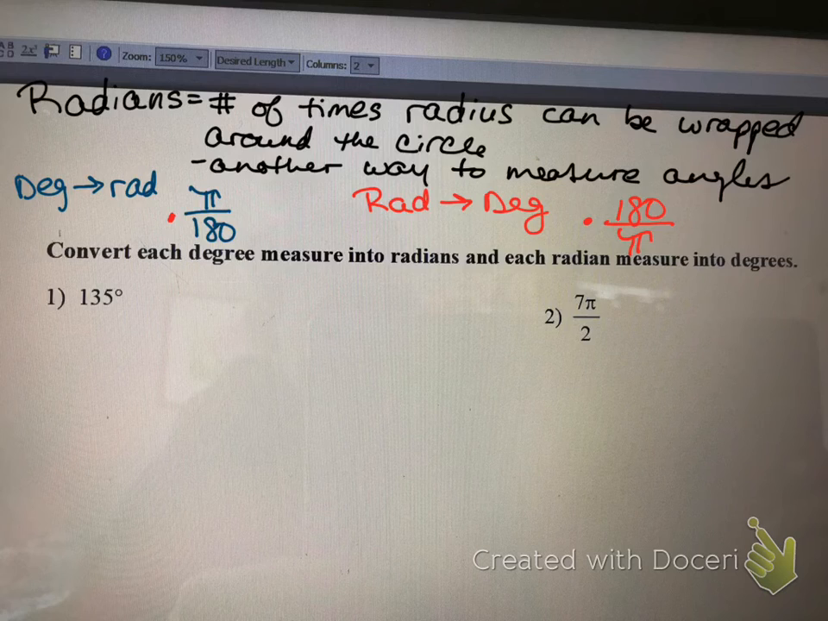So the first one, 135, I'm trying to convert it to degrees, so I'm going to multiply this by 180 over pi. And what you can do from here is just multiply straight across. If you want, you can make that 135 into a fraction and then multiply straight across the top.